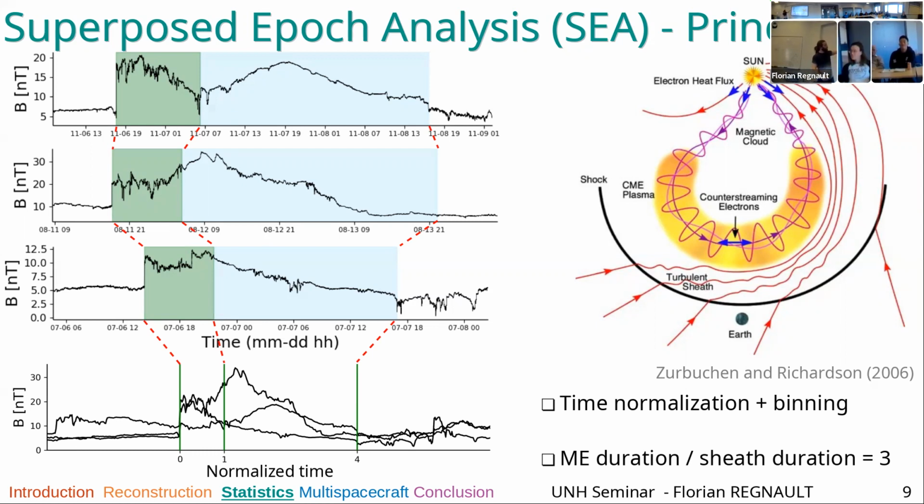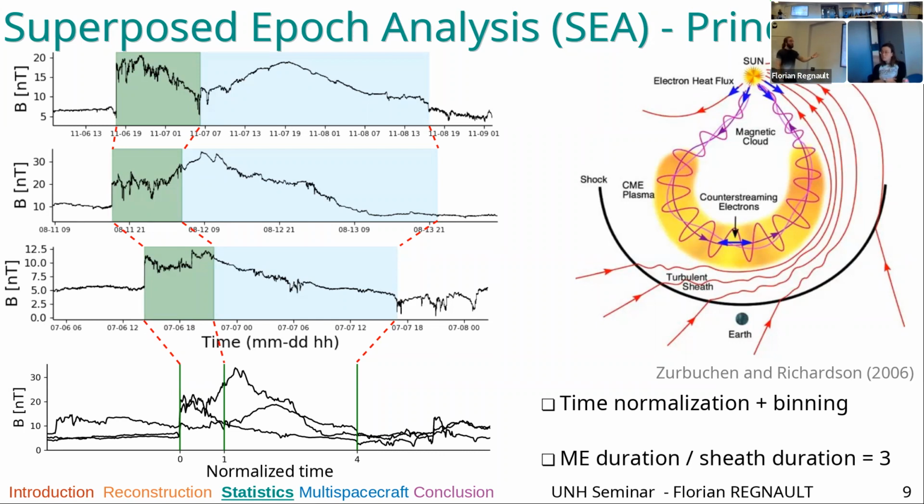So in the superposed epoch method, you do a normalization in time, because as you can see, all the CMEs do not have exactly the same duration. Some are shorter, some are longer. You do time binning such that all the profiles have the same number of points. Here I just show you the example with three profiles, but we can do that with n profiles, and preferably n would be quite a large number, because it wouldn't make sense to try to do a statistical study with just three points, right?